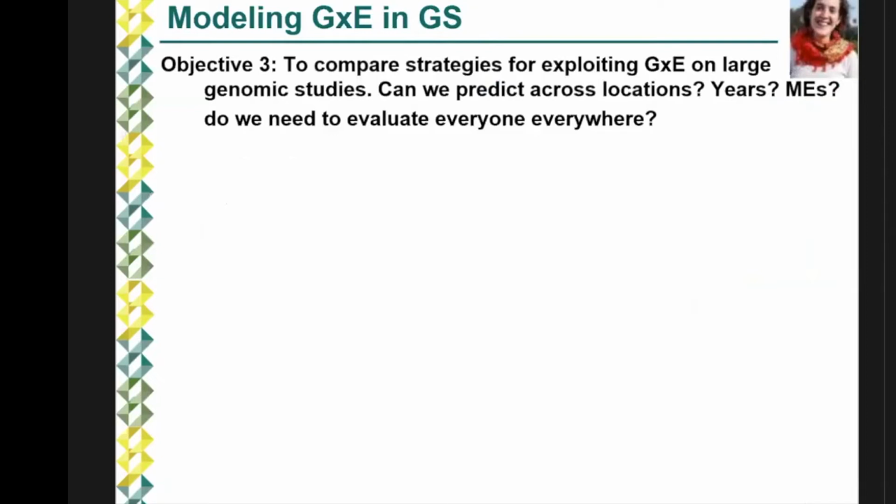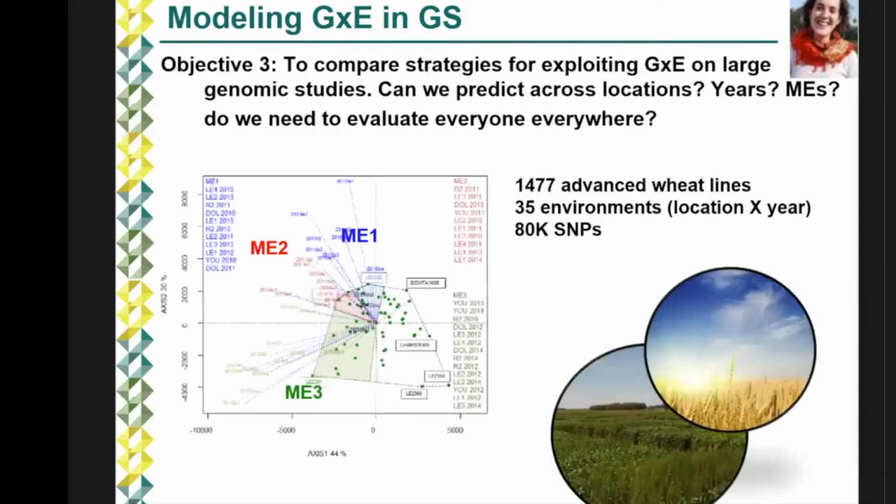And then I'm going to show you how we also use the same logic for G by E with genomic selection. And this is the work of another PhD student, Bettina Lado. Here we were interested in comparing strategies for exploiting this G by E when we're doing genomic predictions. We were wondering whether we could predict across locations, years, mega environments, or whether we need to evaluate everyone everywhere, right? Which is a huge investment in money. So that was one of the questions we were interested in evaluating.